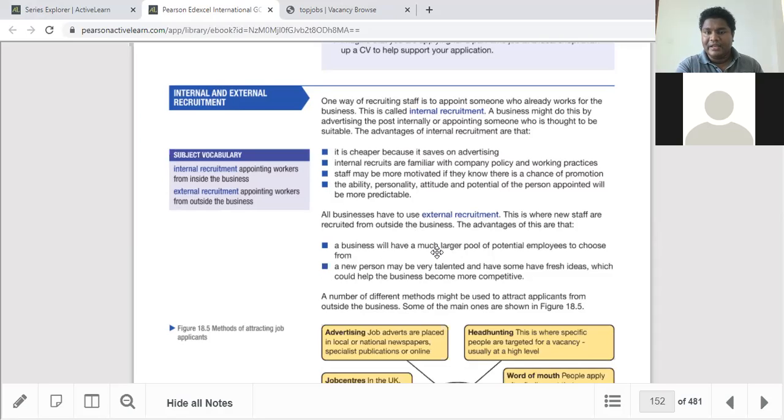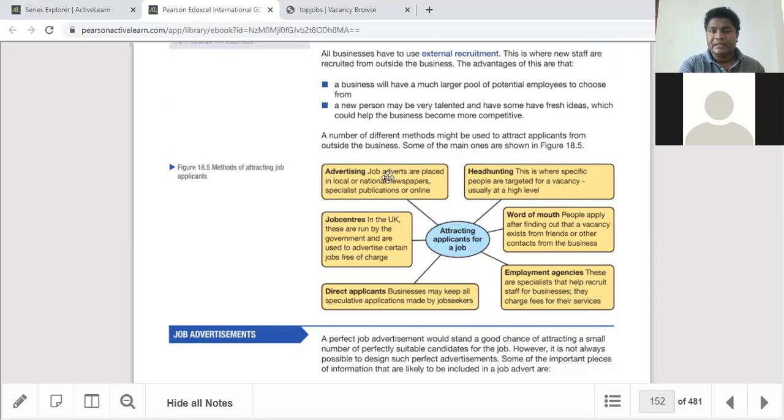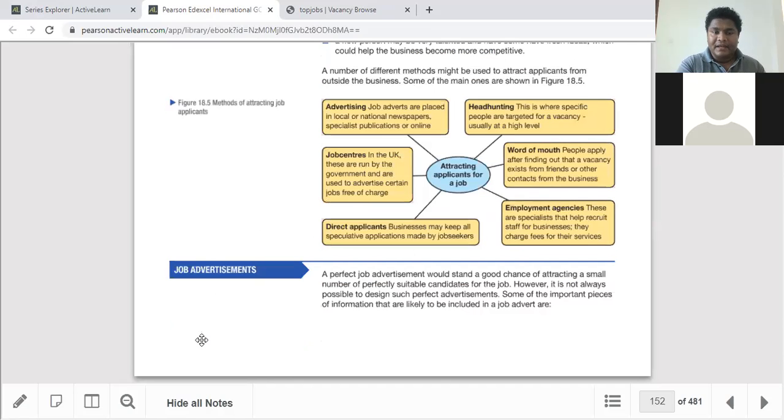External recruitment has potential, including fresh ideas, but it is expensive. They are not familiar with the organization, therefore you have to give a training opportunity. And also staff may be demotivated because of external recruitment sometimes. So you can write these points for both sides. Here one advantage becomes another disadvantage, like that. So this is the method we talked about. And also we talked about the six methods of attracting applications for a job: headhunting, word of mouth, employment agencies, direct applicants, job centers, and advertising. We also finally talked about the job advertisement.